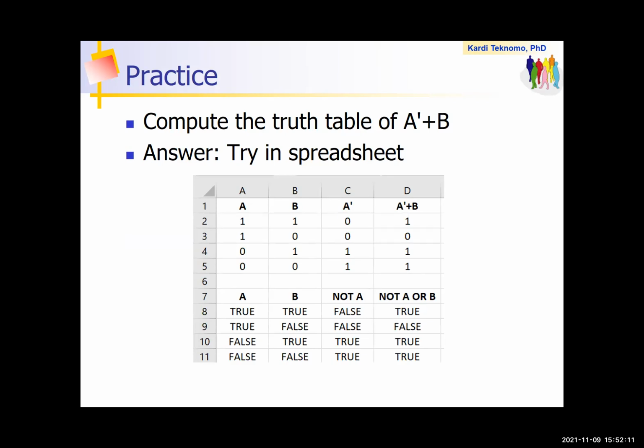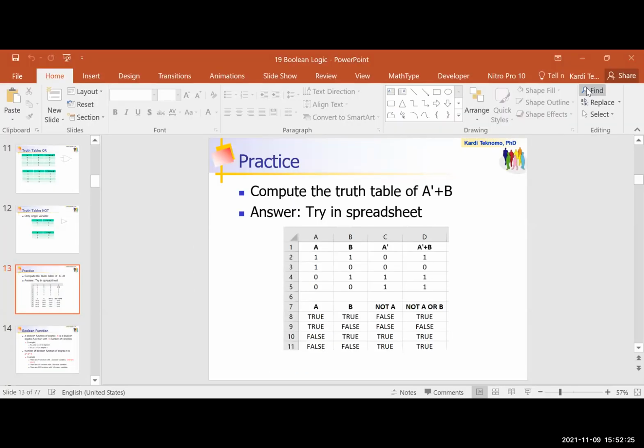You want to try this? A accent plus B. Can you try this in a spreadsheet probably?